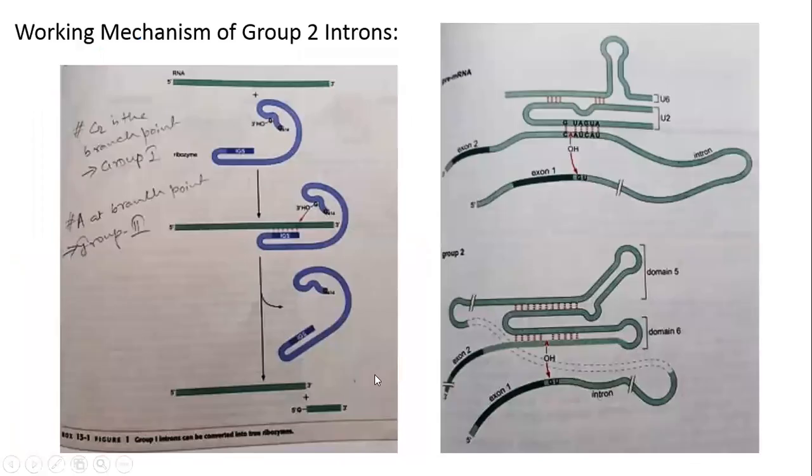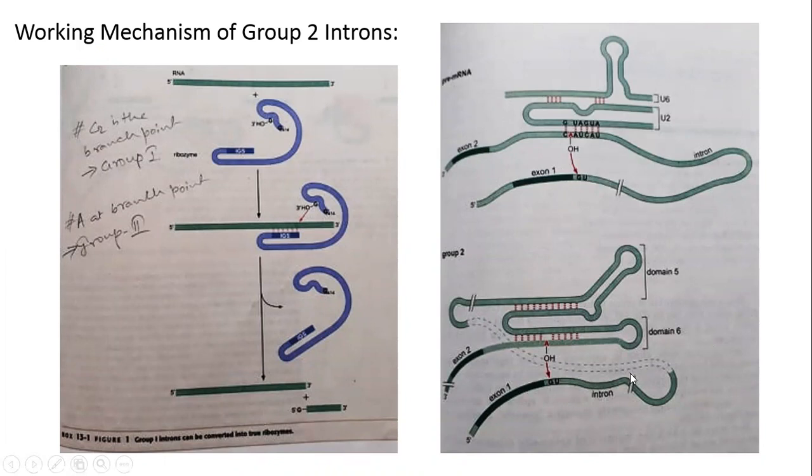Next, the working mechanism of group 2 introns and group 1 introns as compared with the spliceosome. In the case of the spliceosome, the snRNPs, small ribonucleoproteins, U1, U2, U2AF, U4, U5, and U6, are involved in the spliceosome machinery, and the base pairing between these ribonucleoproteins and the pre-mRNA helps their catalytic activity, and the splicing happens.